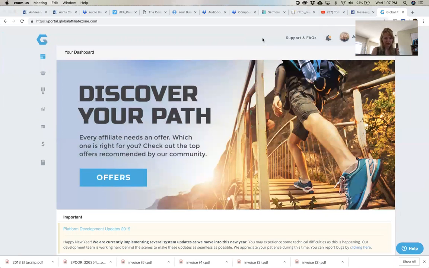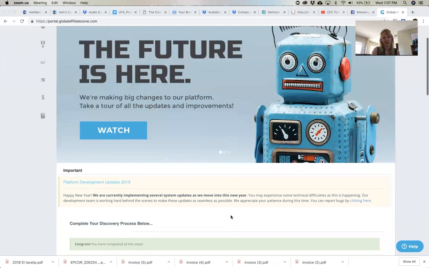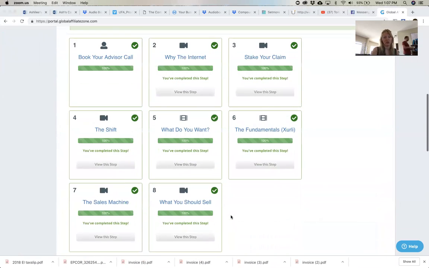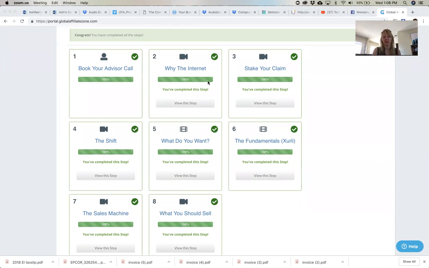So this is just your dashboard when you sign into Global Affiliate Zone. As you can see, instead of 13 steps, which is what it used to be, it's been condensed into 8 steps. And some of the things that are different, so Cameron George, who is actually the owner of Global Affiliate Zone, is the one that designed this entire system.